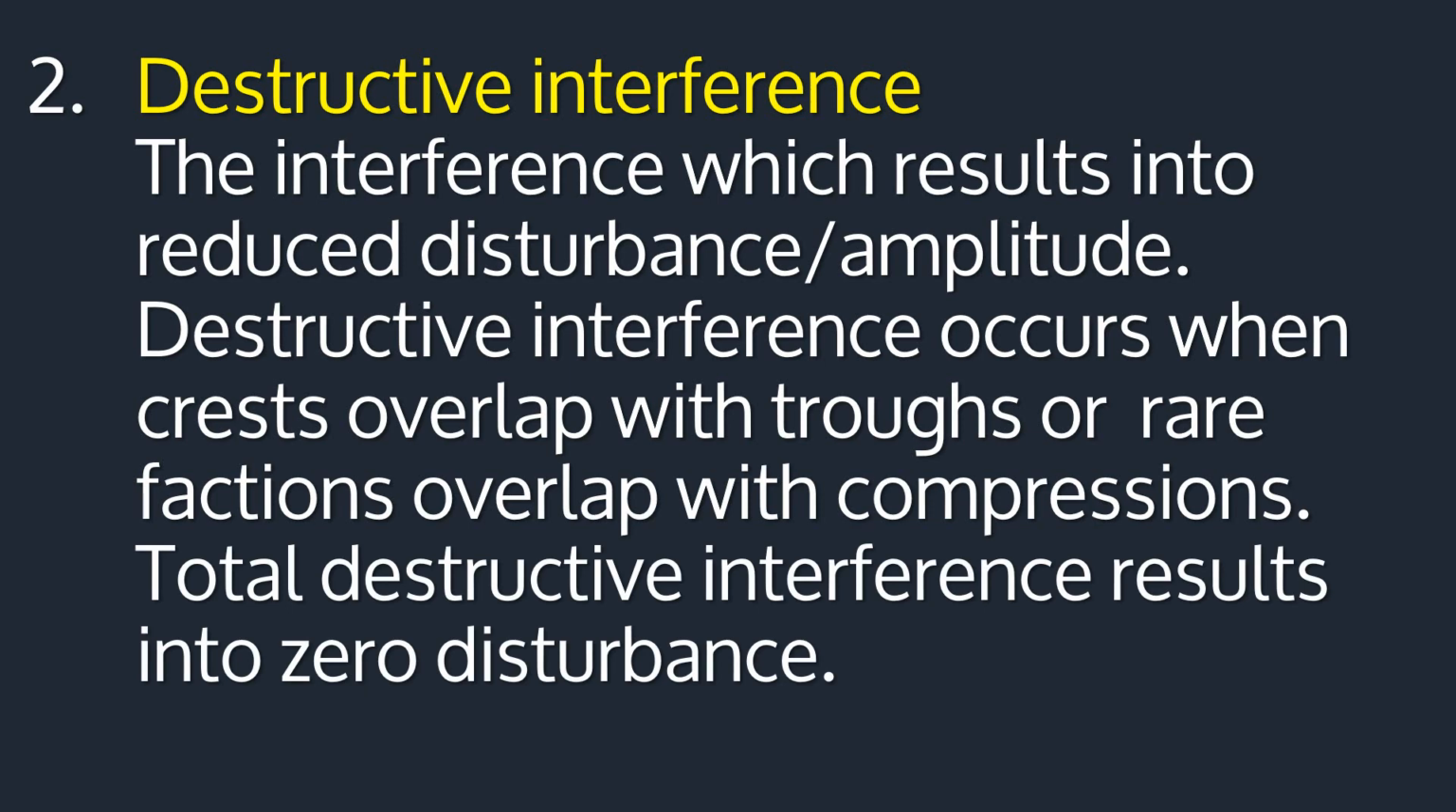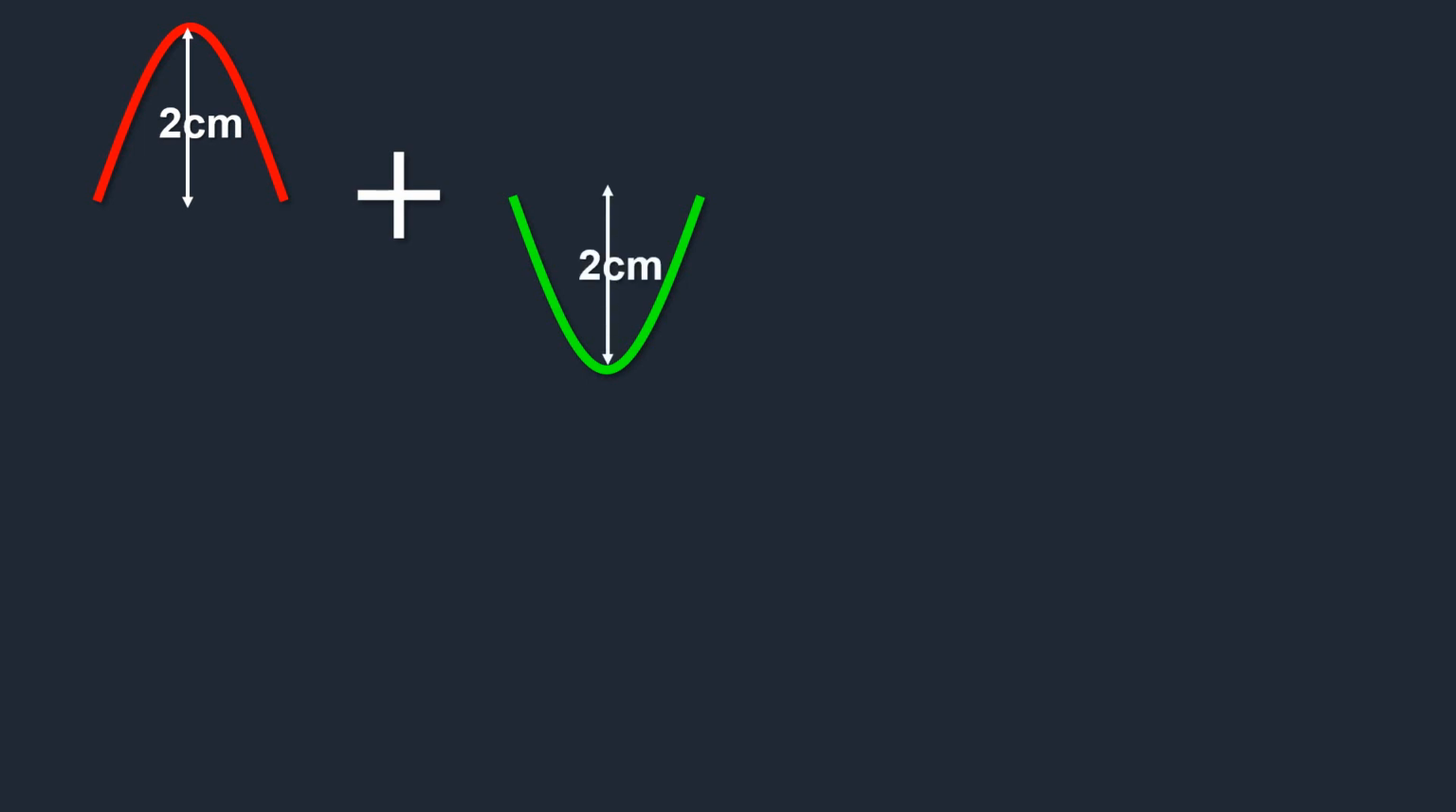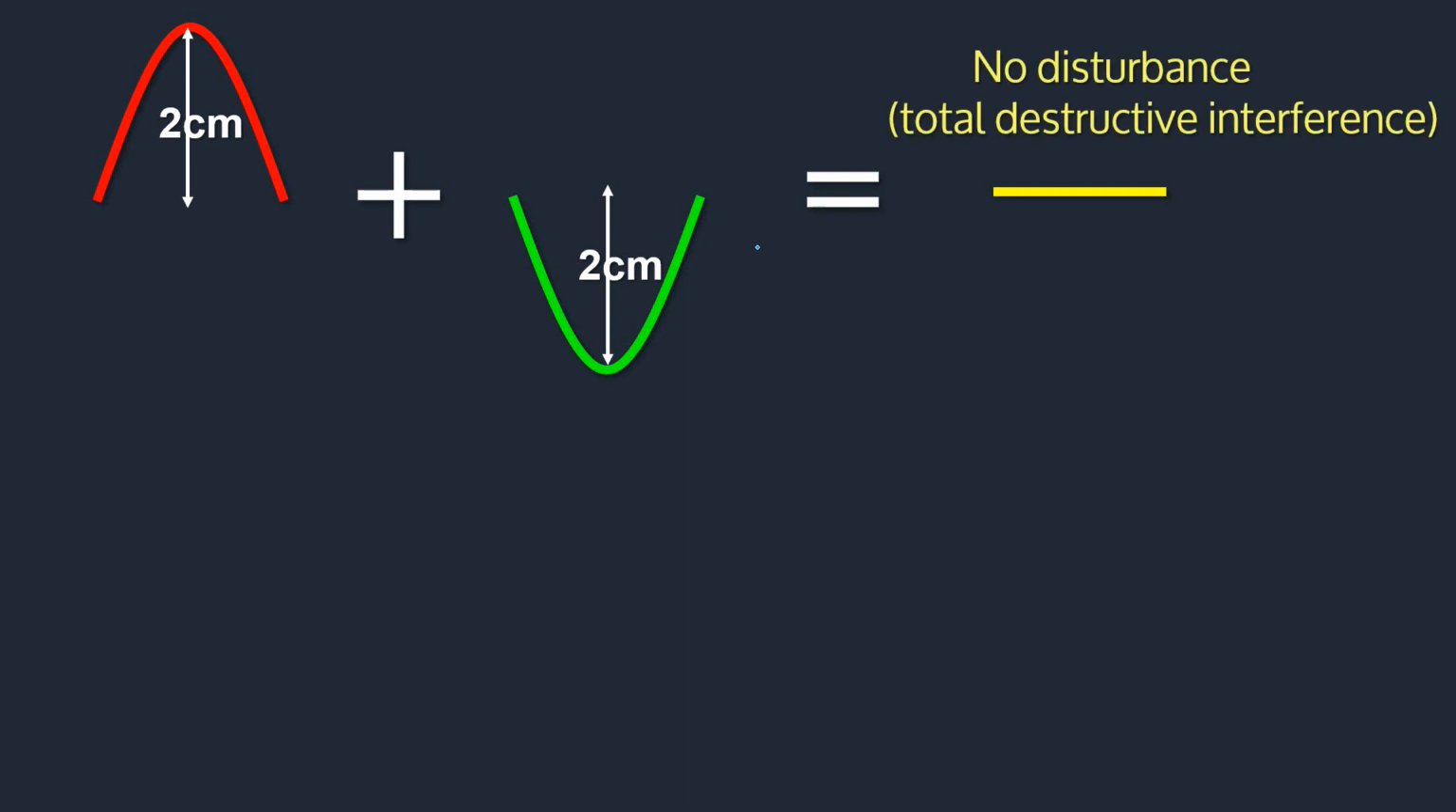Now, total destructive interference results into zero disturbance. There the amplitude will be zero, and we shall see exactly when it happens. So let's look at this case. You have a crest and then it overlaps with a trough. Now if the amplitude here is 2 centimeters and also here the amplitude is 2 centimeters, but remember for the trough it's going downwards, so it's like saying positive 2 plus negative 2. What do you get? The answer is 0. So you get no disturbance at all, and this is what we call total destructive interference.